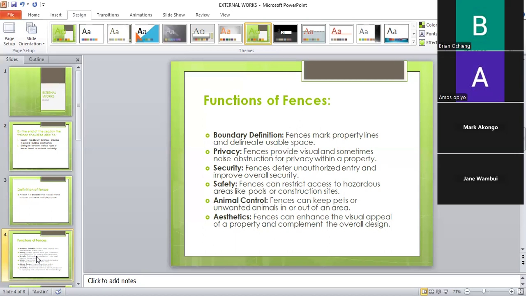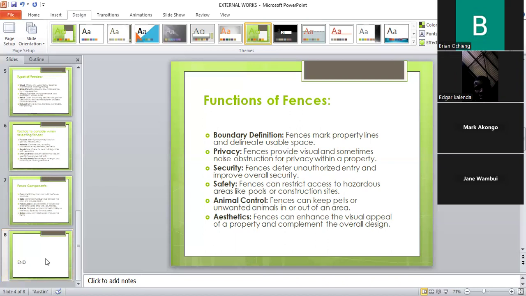Another one is animal control. Fences can keep pests or unwanted animals in or out of an area. Are we together? Okay, the last one is aesthetics. Fences can enhance the visual appeal of a property and complement the overall design. So we'll proceed to the next.